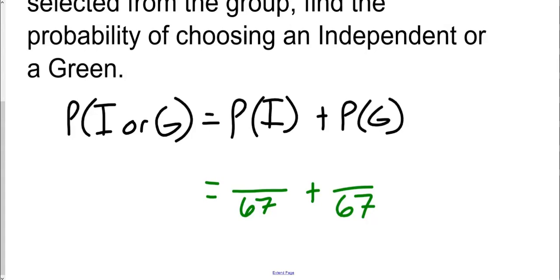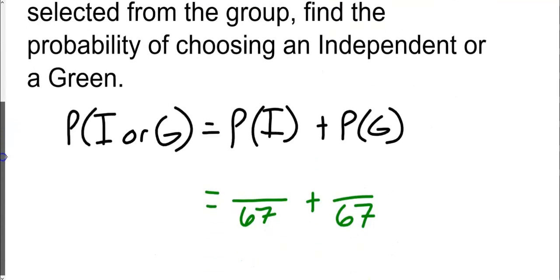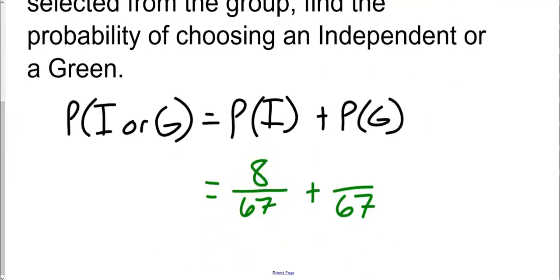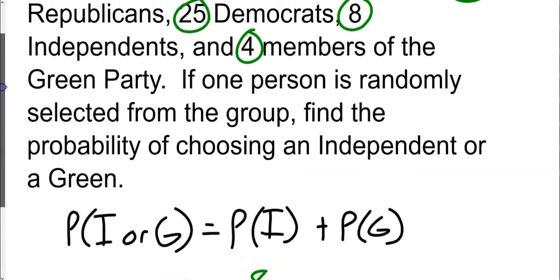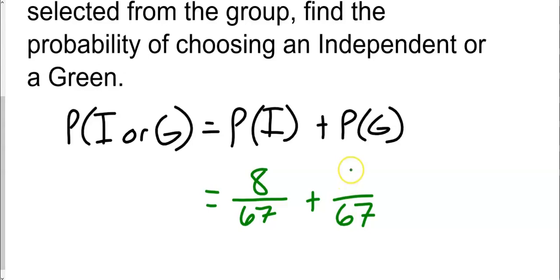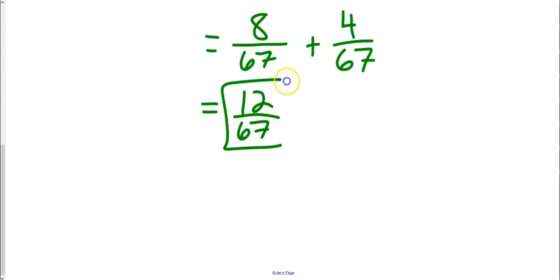Okay, so what is the probability of being an independent? Well, how many independents were there? There were 8. What is the probability of being green? How many greens were there? There were 4. So all we have to do now, add our 2 fractions up. 8 plus 4 gives us 12 out of 67, and that does not reduce.